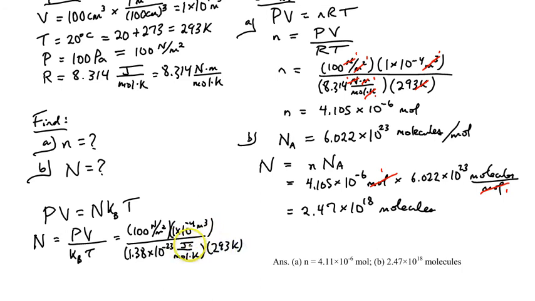Now, joule is really a Newton meter. So let's change that joules to Newton meters. And if you multiply it all out, you'll get N is equal to 2.47 times 10 to the power of 18 molecules. So the same as what we got earlier, just a different way. And that's it for this example.